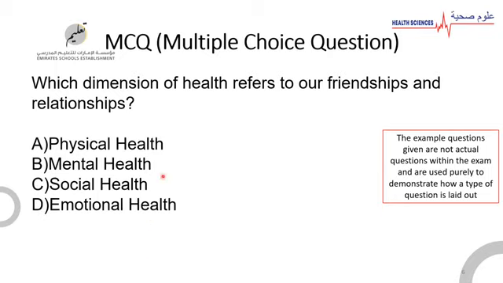So the first example we're going through is the multiple choice question. Here's an example question. These example questions that I am giving are not actual questions in the exam, I am just using them to give you an example of how the question is laid out. The question here is, which dimension of health refers to our friendships and relationships? You have 4 options, A, B, C, or D, and you need to pick the right answer. In this case, it is C, social health, and this is the correct answer. And as you can see, only one answer is needed.